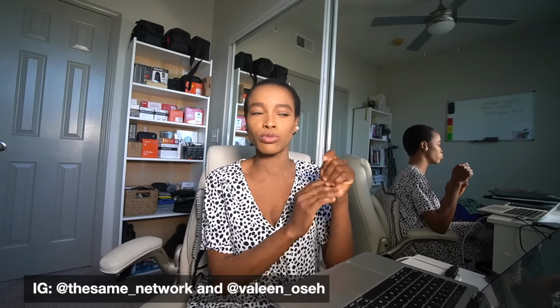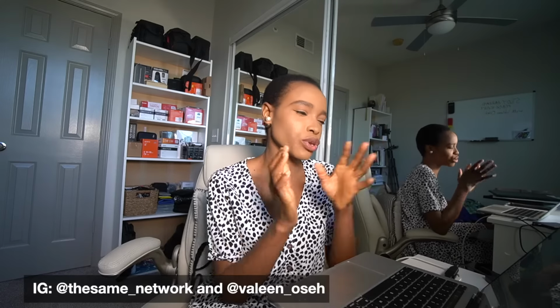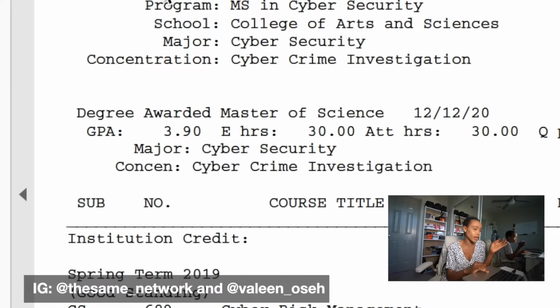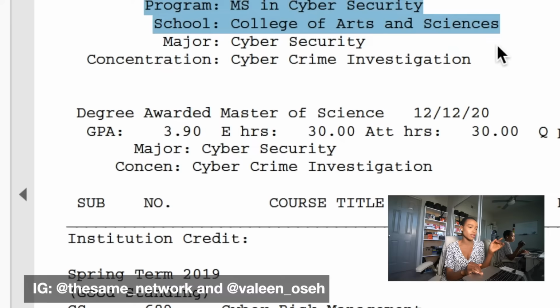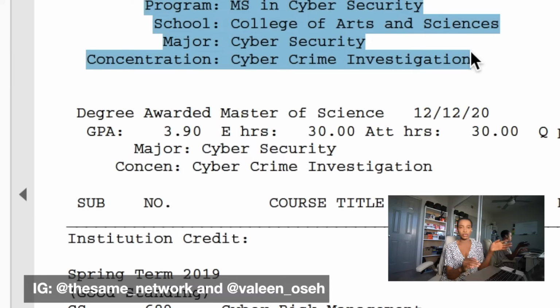I don't know how it's done in other schools, but at the University of Alabama at Birmingham, it was pretty easy for me. See that the level is a graduate program. The program is Masters in Cybersecurity. The school is the College of Arts and Sciences at the University of Alabama at Birmingham, and my major is cybersecurity. I had a concentration in cybercrime investigation. I enjoyed that concentration a lot because it opened my eyes to a lot of things. I am very passionate about cybercrime investigation, cybercrime prevention, and networking, building patterns and developing trends to be able to track down cyber criminals.